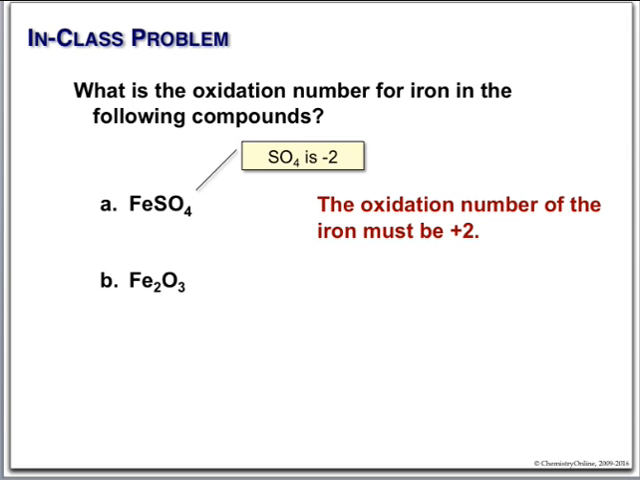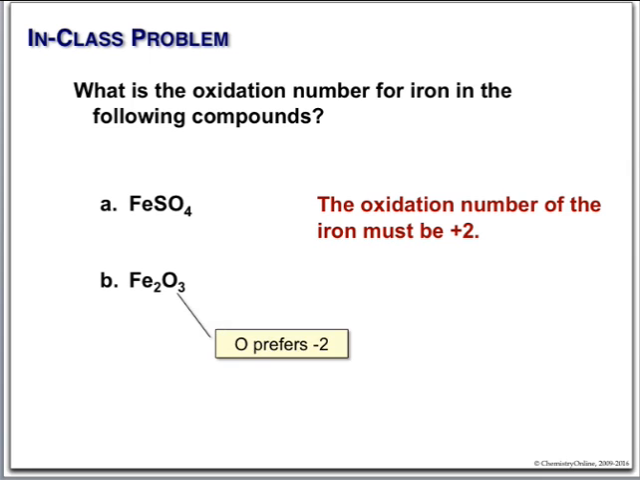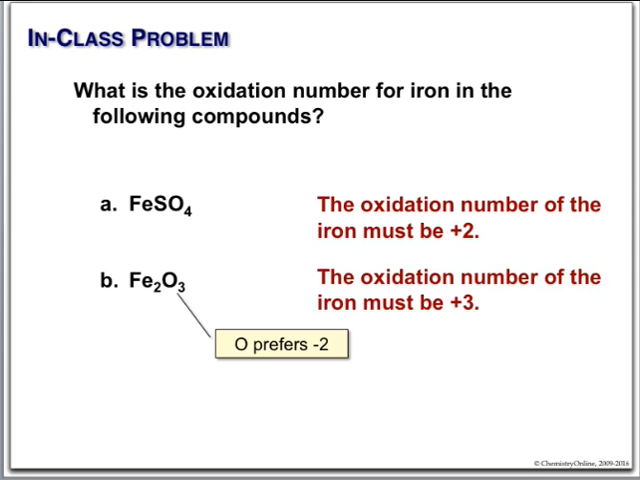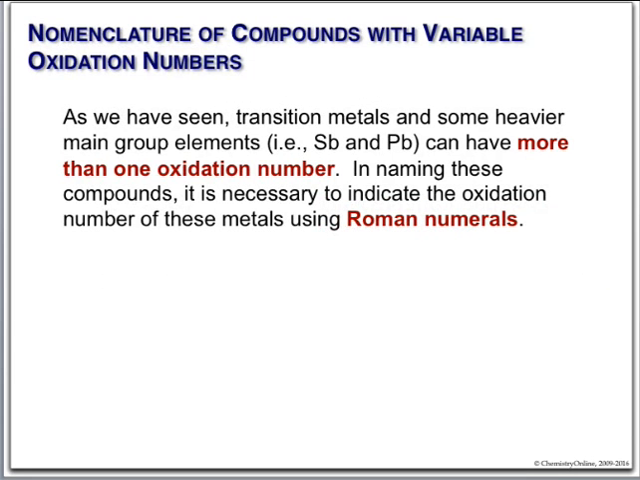Here we have 3 oxygens. What's the charge on the oxygen going to be? They're each going to be a -2. So how many negatives do we have? 6 negatives. Now we have 6 negatives, and we have to make this neutral. We have 2 irons, so what's the charge on the iron? It has to be a +3. That will give us 3 times 2, 6 positives, and 3 times 2, 6 negatives.